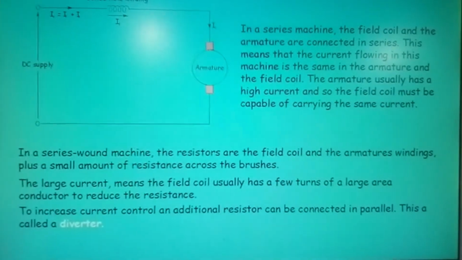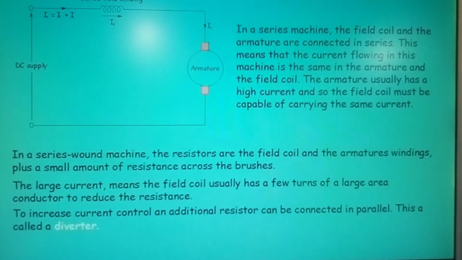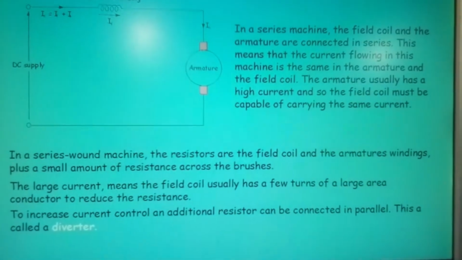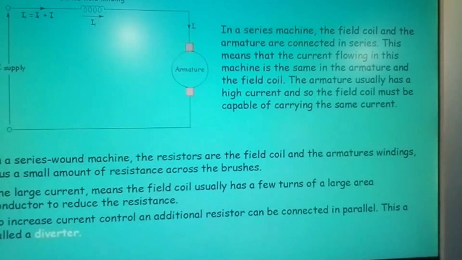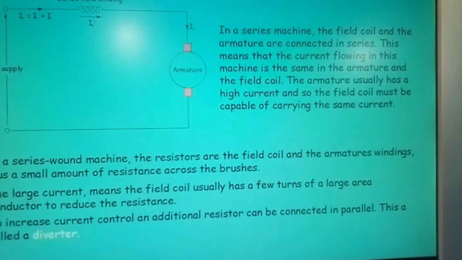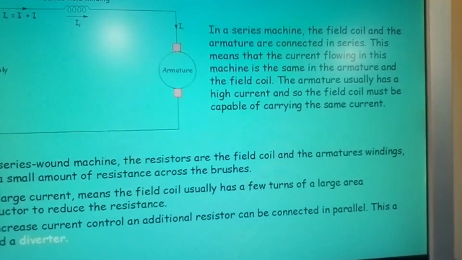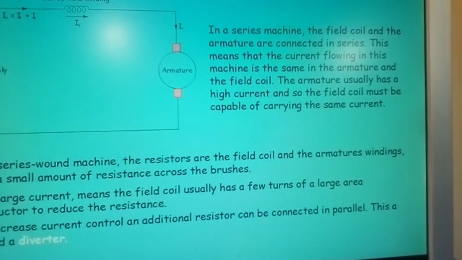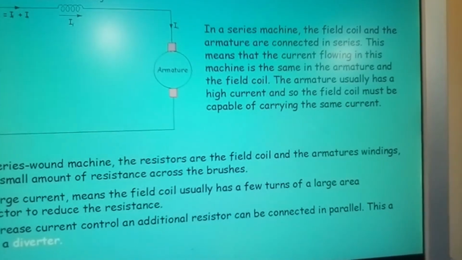In a series wound machine, the resistances are the field coil and the armature windings, plus a small amount of resistance across the brushes. The large current means the field coil usually has a few turns of a large area conductor to reduce the resistance. So your conductor might be 4 mil, for instance, or larger in some cases.